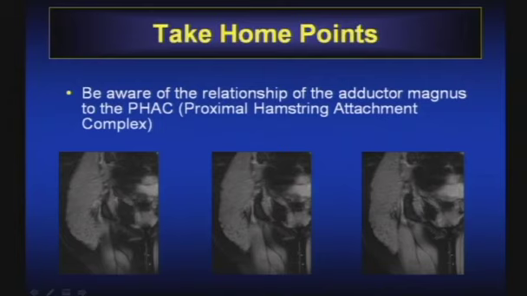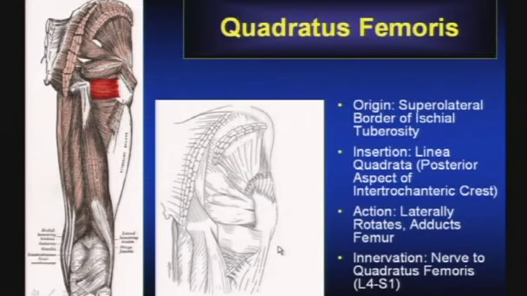So the primary take-home point here is to be aware of the relationship of the adductor magnus to the PHAC, the proximal hamstring attachment complex, so that we don't mistake the presence of the adductor magnus for an intact semimembranosus, or rather a conjoined tendon adjacent to it. Okay, so just be aware of that anatomy.